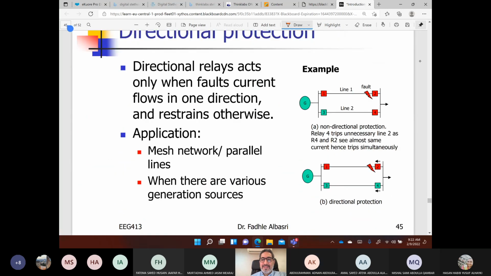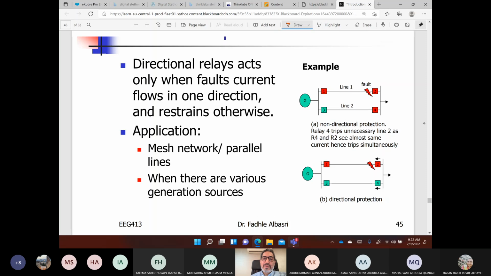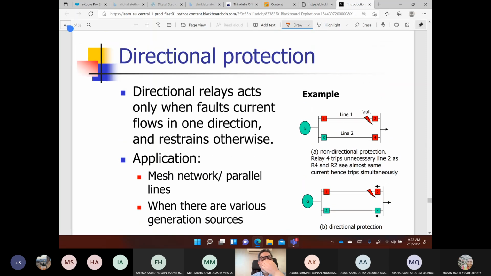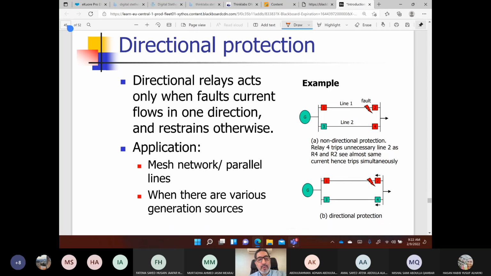It's fine. Okay. So we also have protection that we call directional protection, okay? And we have one chapter on this. Don't worry if you did not understand already what I have mentioned. We'll repeat these things again, okay? Directional relays are relays that only work when they detect a fault in one direction.